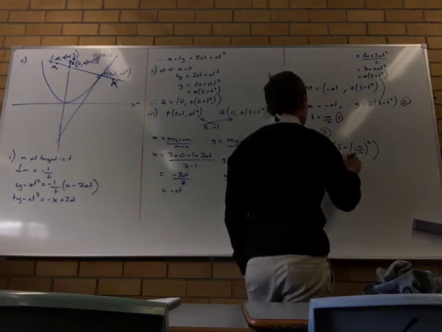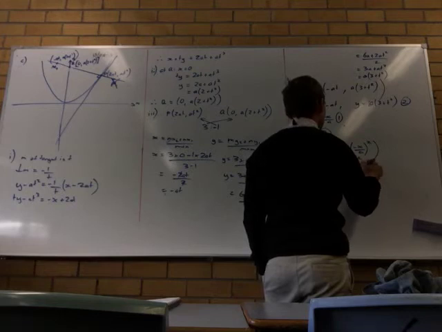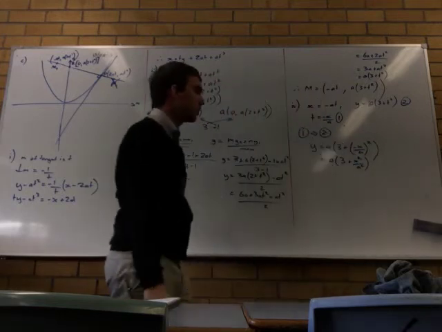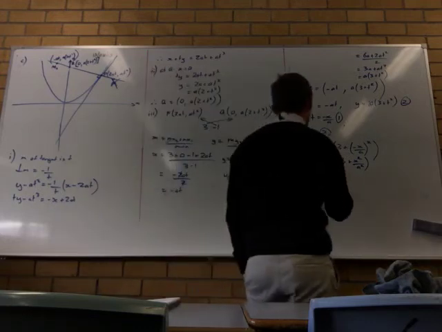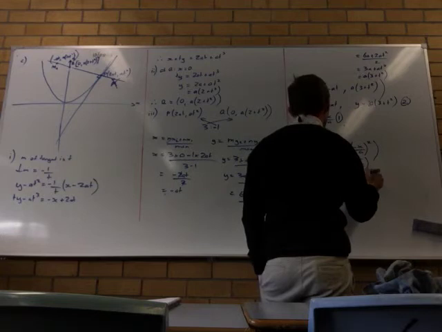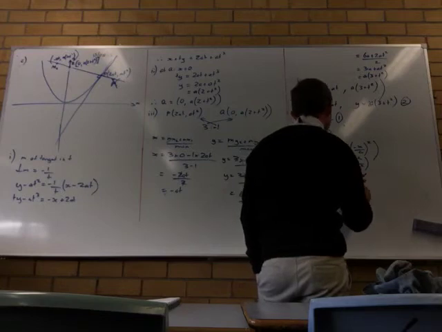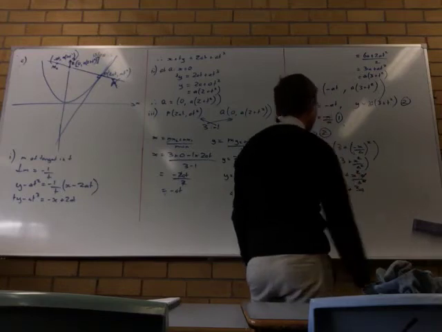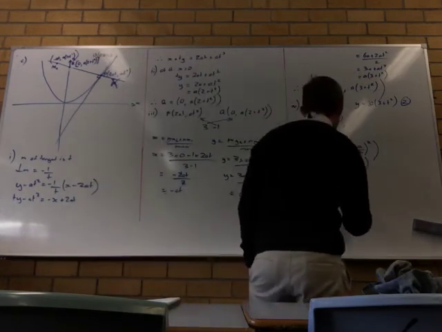Alright, so a outside of 3 plus x squared on a squared. Okay, let's expand it out. 3a plus x squared a on a squared. So we're going to get x squared over a plus 3a.